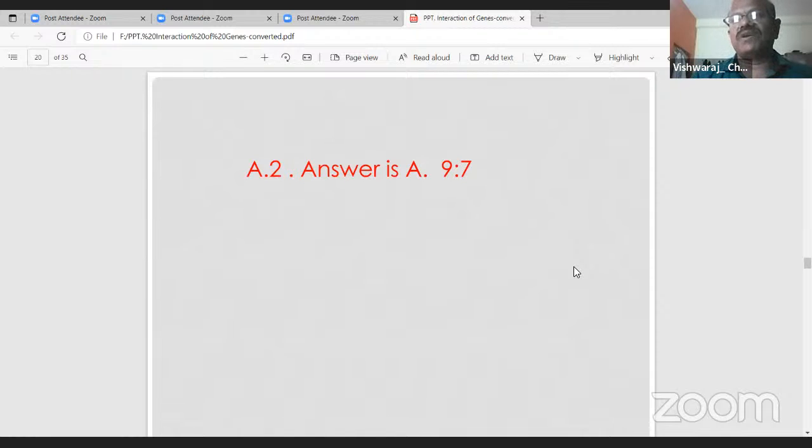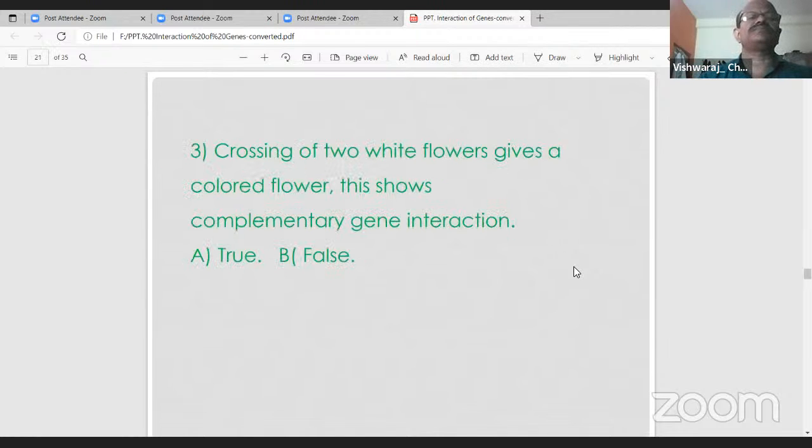complementary genes. In complementary genes, the example taken is sweet pea plants, male flower crossed with female. In F1, purple plants are produced, and F1 crossed with F1 produces a 9:7 ratio. Then the third question: crossing of two white flowers gives colored flowers. This shows complementary gene interaction.